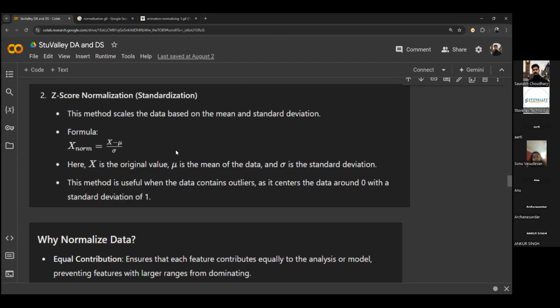So what do you think? What is this Z score normalization saying? What's the process of this one? This method scales the data based on the mean and standard deviation. Very nice. Yeah, Z score, right.